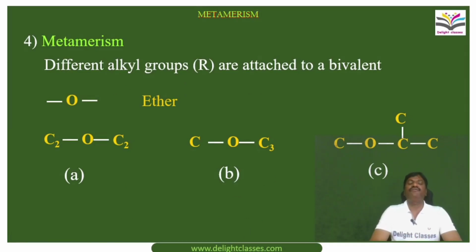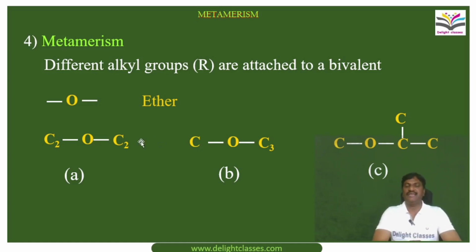Metamerism. Different alkyl groups are attached to a bivalent atom. What is bivalent? Valence is 2. Oxygen has valency 2. It connects with 2 different alkyl groups.